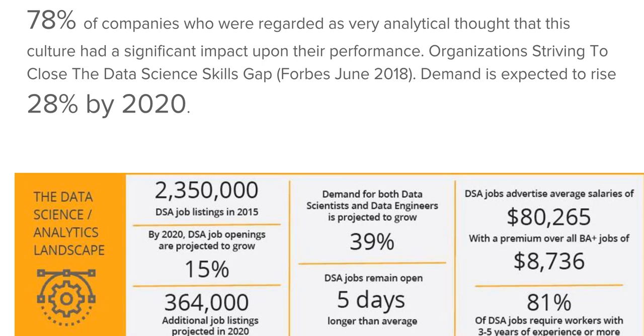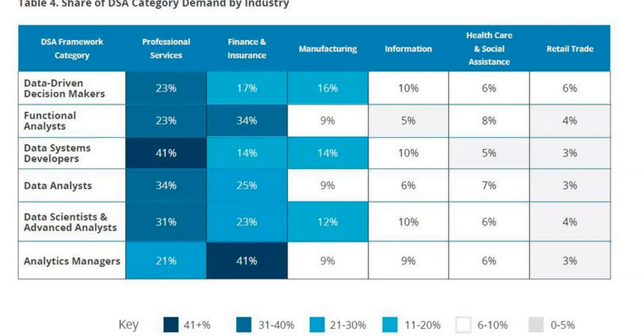Demand for both data scientists and data engineering is growing. Data engineering is more programming and Hadoop and big data, and that is growing sometimes even faster than the data science jobs. Data science jobs remain open 5 days longer than average. The average salary is 80,000. The premium over a BA plus job is 8,000, and 81% of the required workers need 3 to 5 years of work experience. So work experience becomes very critical.